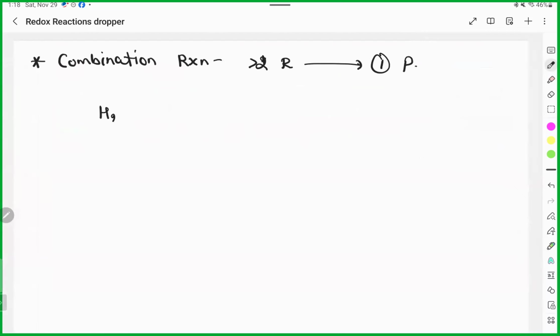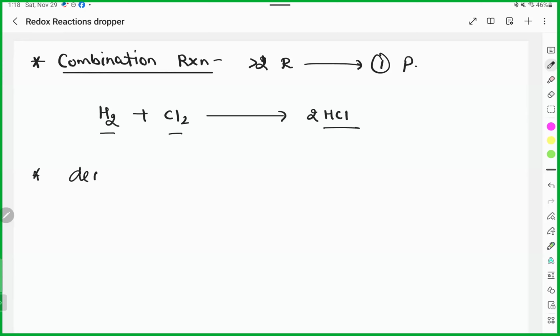For example, hydrogen reacts with chlorine to form HCl. So the product is only one, reactants are two. Here the product is only one type. That is a combination reaction. Second, decomposition reaction.